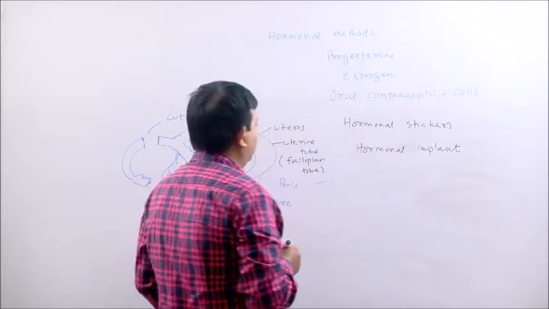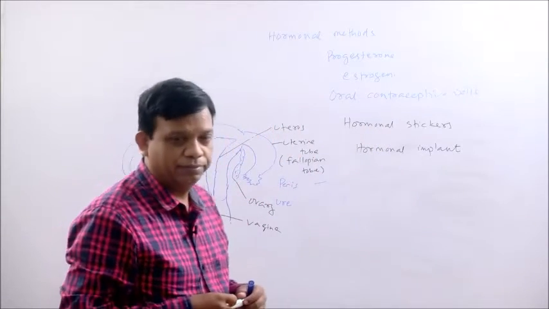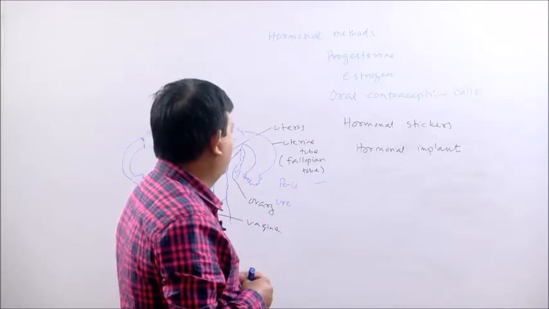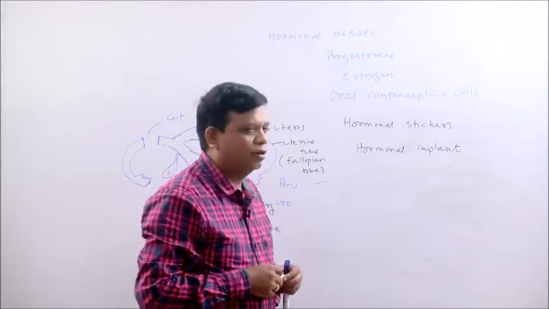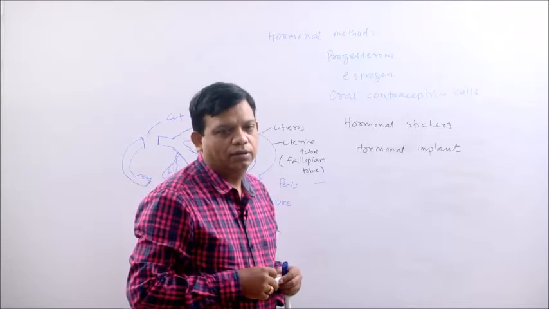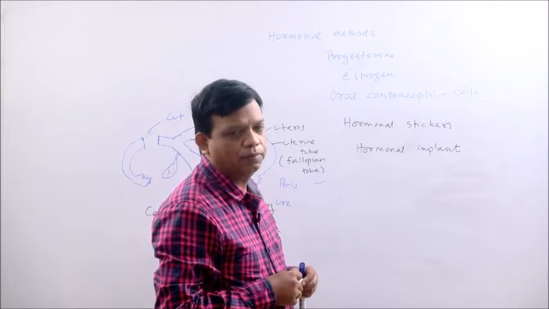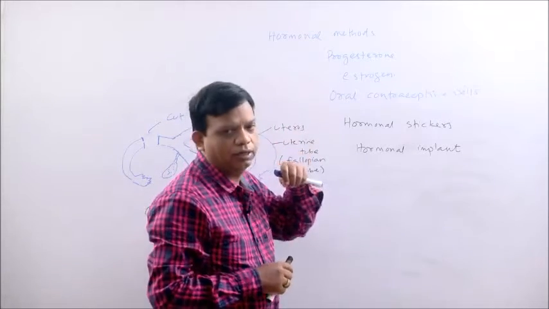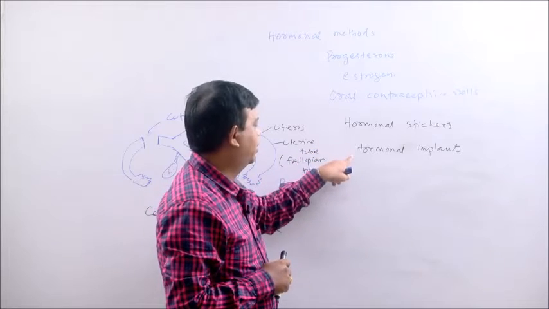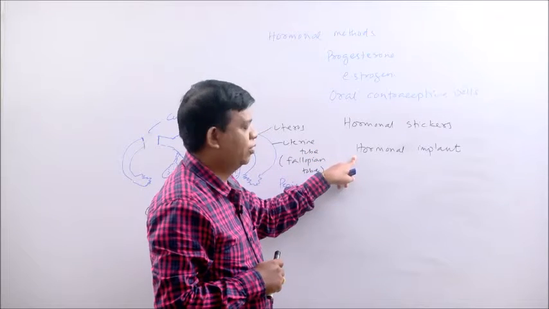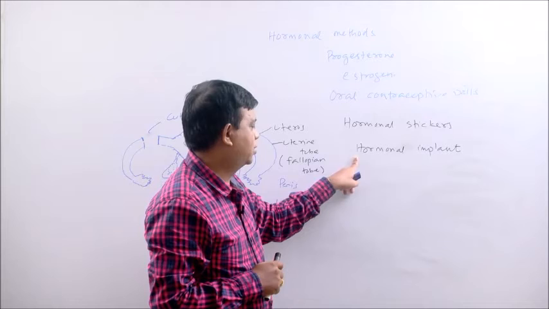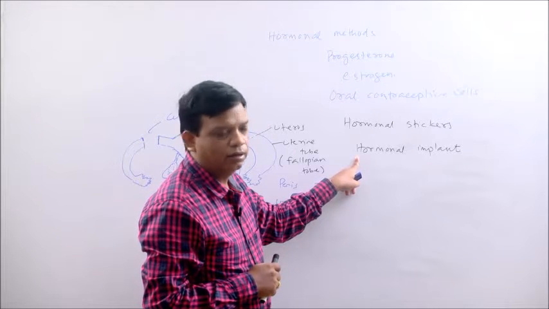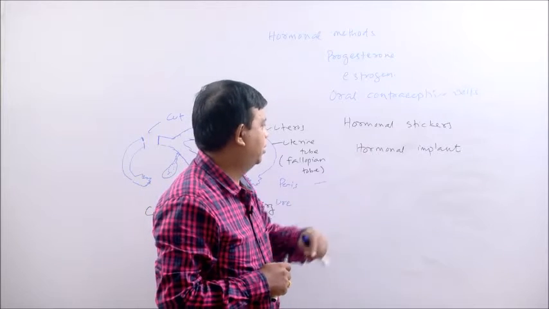Then hormonal implant. The hormonal implants are in the form of capsules, soft polymer capsules containing these hormones progesterone and estrogen. By a small surgical method, they are placed below the skin. Below the skin of the upper arm.